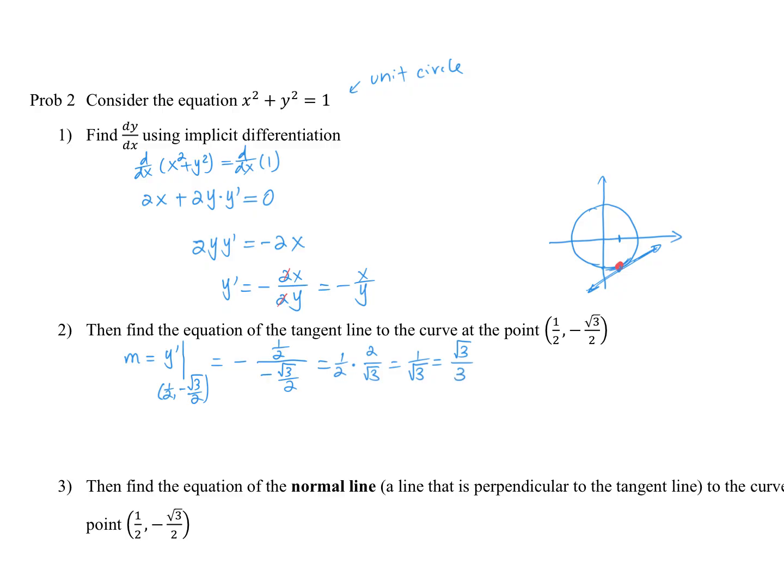And just use your common sense to check, and we can see that at this point, the slope is actually supposed to be positive, and we actually have a positive slope. So that seems to be good, right? Now, after that, let's find the equation of the tangent line using the point slope form.